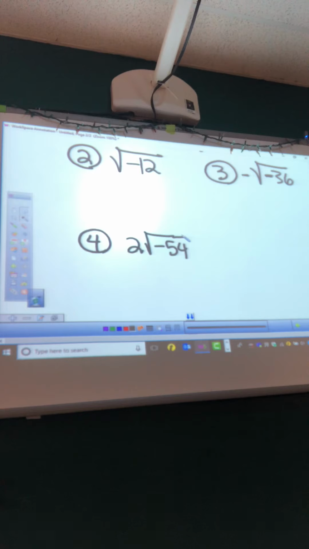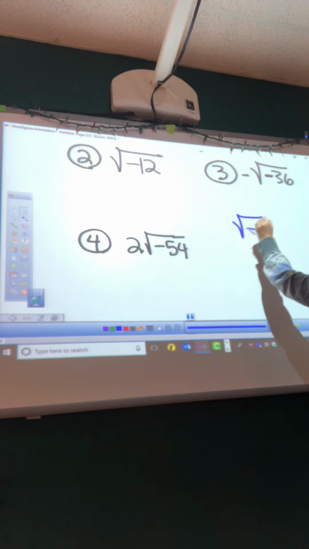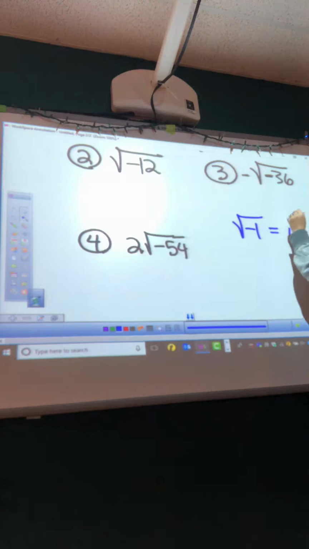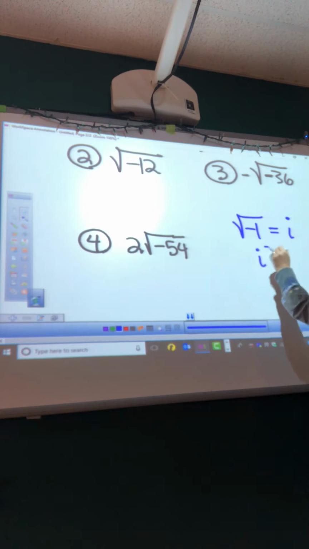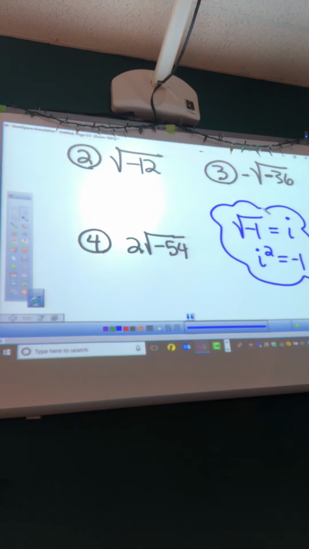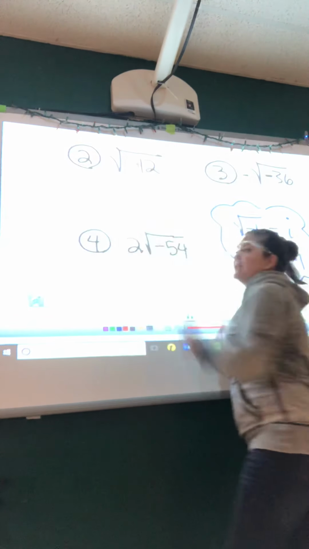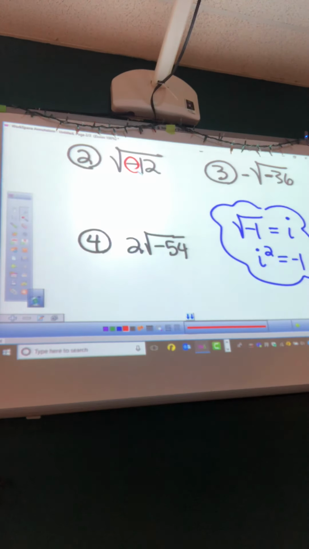So when I look at number 2, it ties into what I told you we need to have in our memory banks: the square root of a negative is really the i, and i squared equals negative 1 is going to come into play later when we get into adding and subtracting our complex numbers. So, starting with my number 2 as an example, a negative under a square root is really a what?